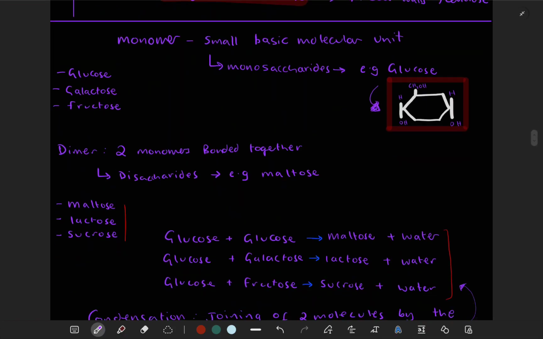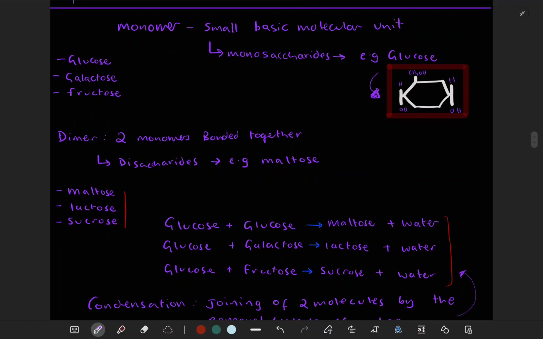So now let's move on to the main content. Monomers. Monomers are small basic molecular units. Monosaccharides are a monomer and they are simple carbohydrates and simple sugars. Three examples of monosaccharides you need to learn are glucose, galactose, and fructose.